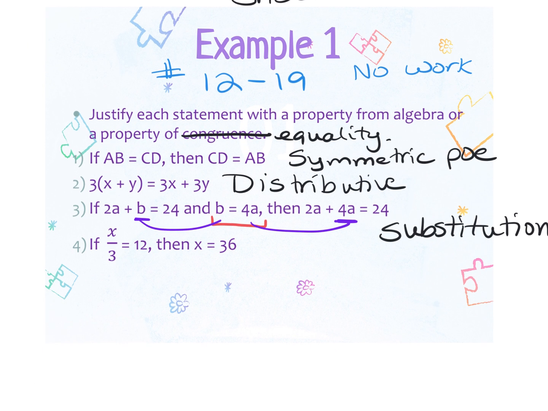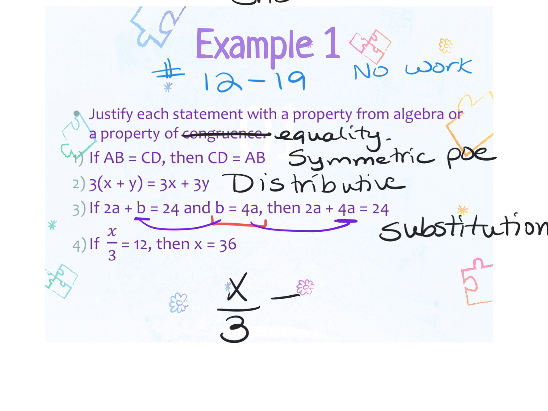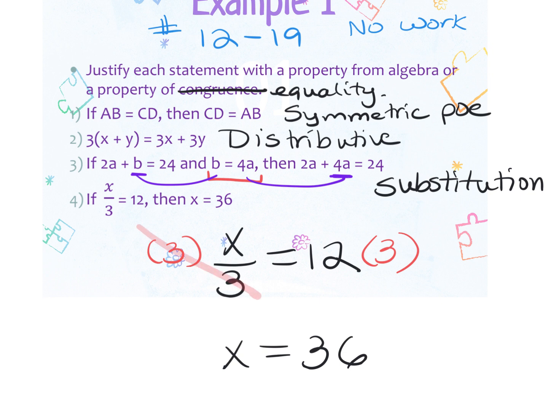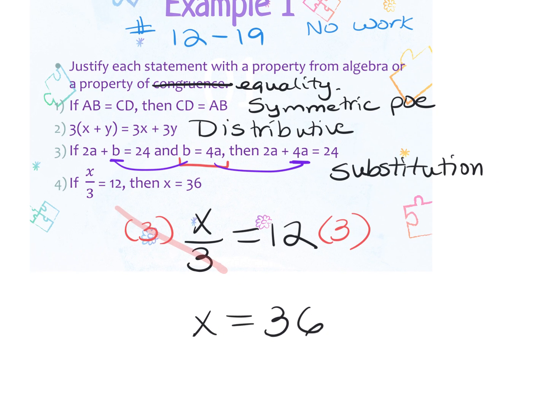And then the last one, what you're trying to do is look to see, given this, what did they do to make it X equals 36? And if you notice, what they did was they used their multiplication property of equality. They multiplied both sides by 3, and they got X equals 36. So this is an example of the multiplication property of equality.